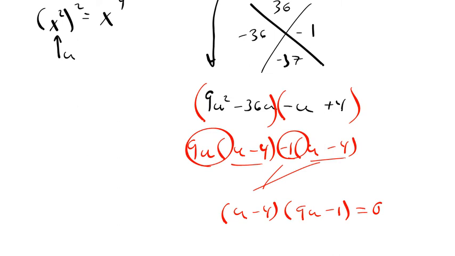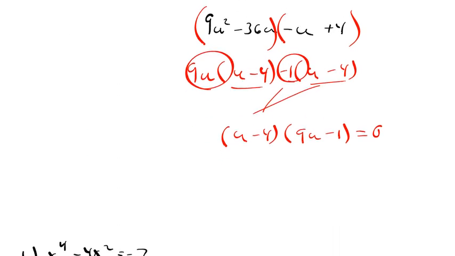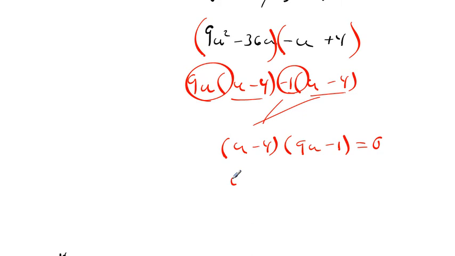So now I set each factor equal to 0. So I'm going to set this equal to 0. So u minus 4 equals 0. And set this equal to 0. 9u minus 1 equals 0. So let's go ahead and solve now. I'm going to add 4, add 4.